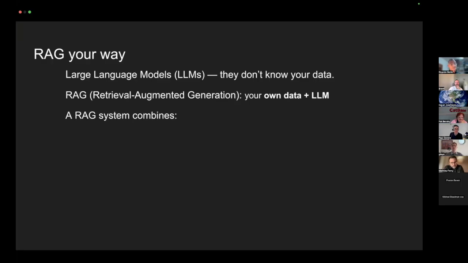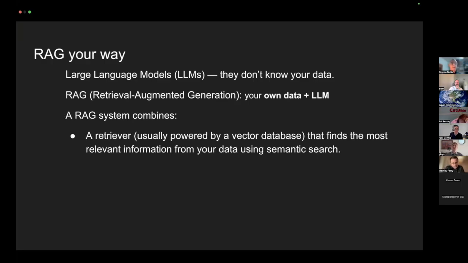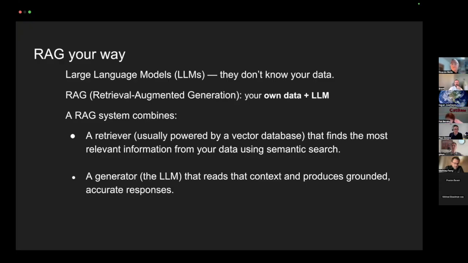So just so you understand, one step after the other. A RAG is a retriever, usually a vector database. We come back to the point that we mentioned before, that finds the most relevant information from your data using semantic search. That's how big a deal a vector database embedded in our system is. And then you have a generator, which is the LLM that's going to read the context and produce whatever you need, but based on your data.